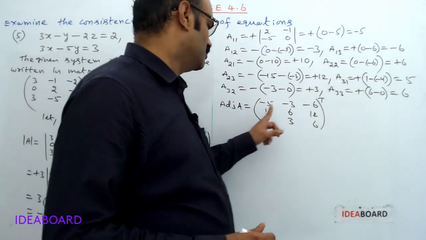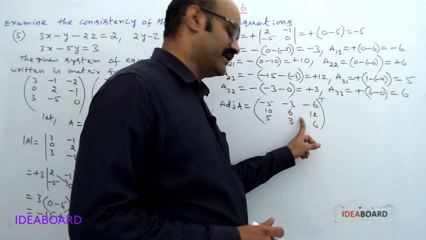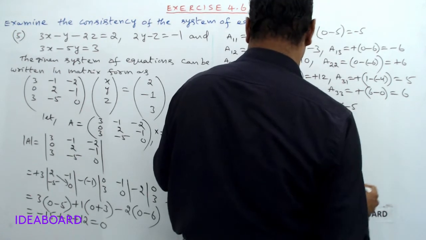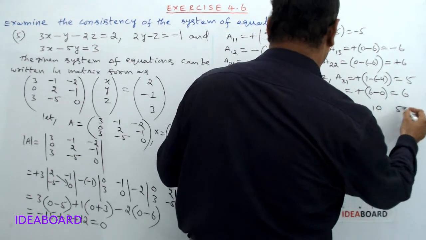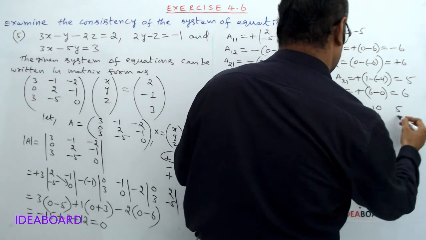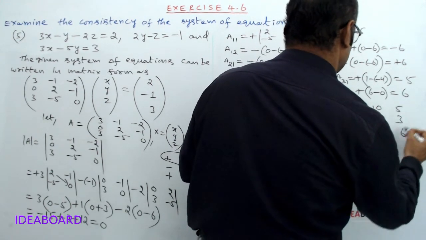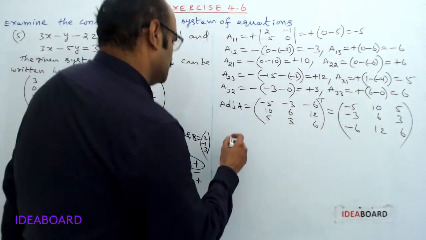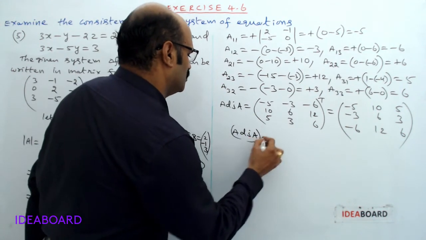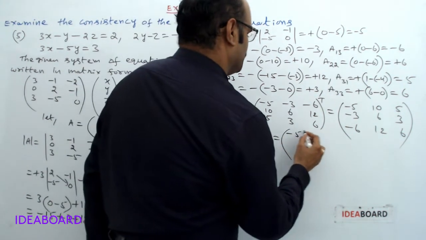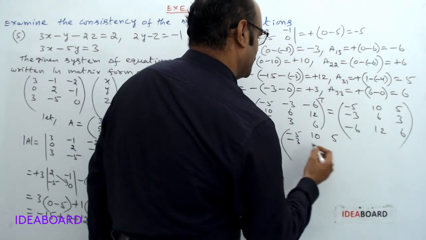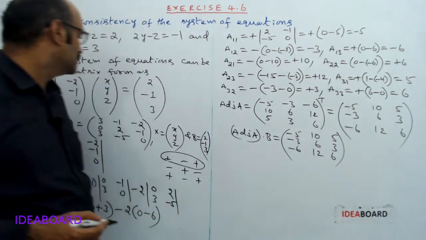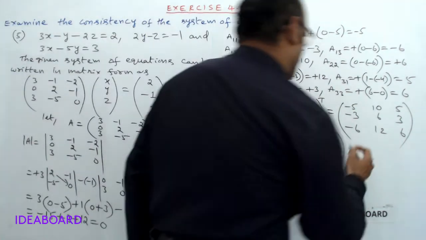Here adjoint of A equals the transpose of this matrix. So that is equal to, we have to write now, minus 5, 10, 5, minus 3, 6, 3, minus 6, 12, 6. Now we have to multiply adjoint of A and B. So adjoint of A into B equals minus 5, 10, 5, minus 3, 6, 3, minus 6, 12, 6, into the matrix B equals 2, minus 1, 3.